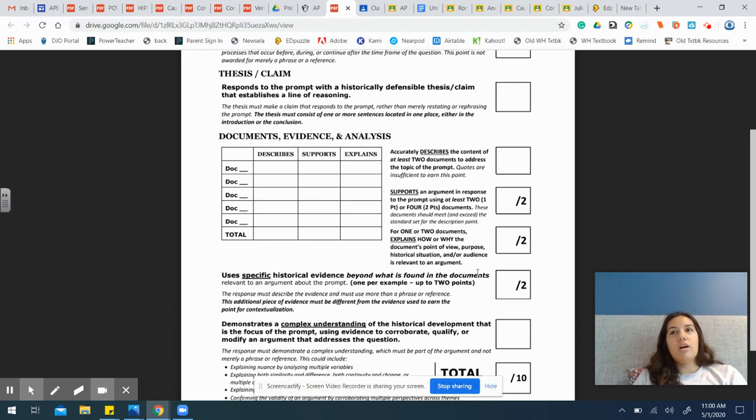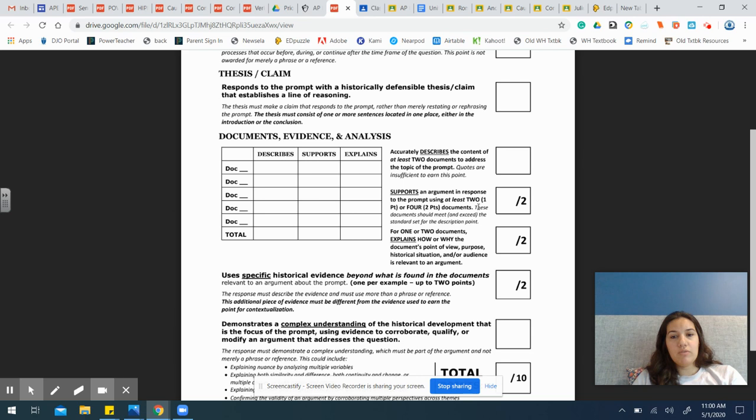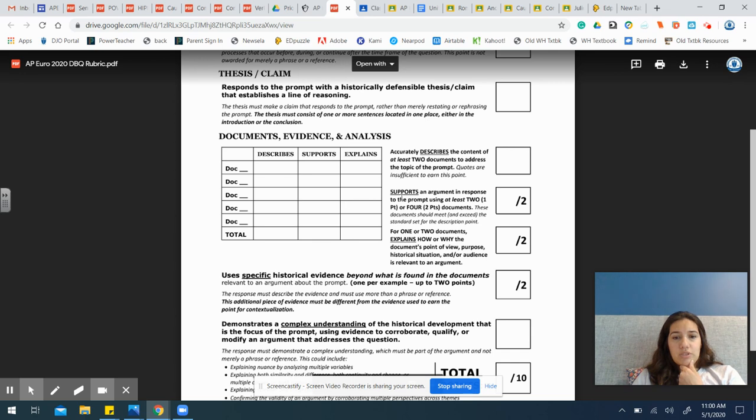Because if you only go for 2 and you mess up on one of them, you only get the 1, you'll get 0 points. If you go for 4 and maybe you mess up on one of them, you'll at least get 1 out of the 2 points for the support section. Okay, so describe, supports, explains.